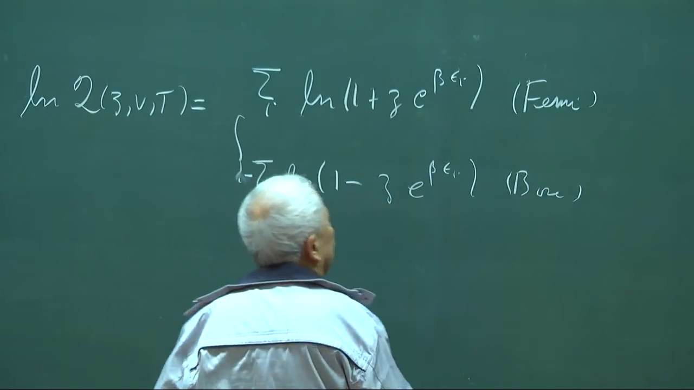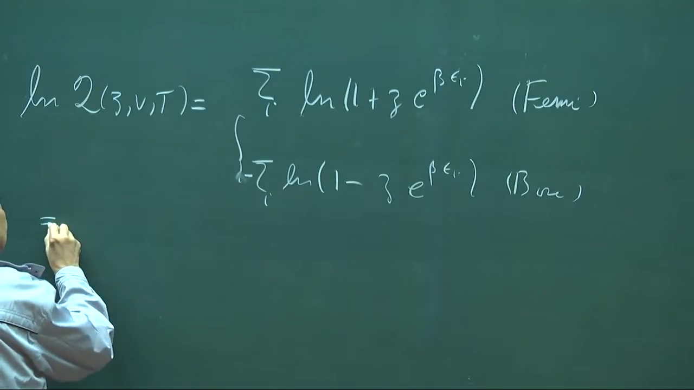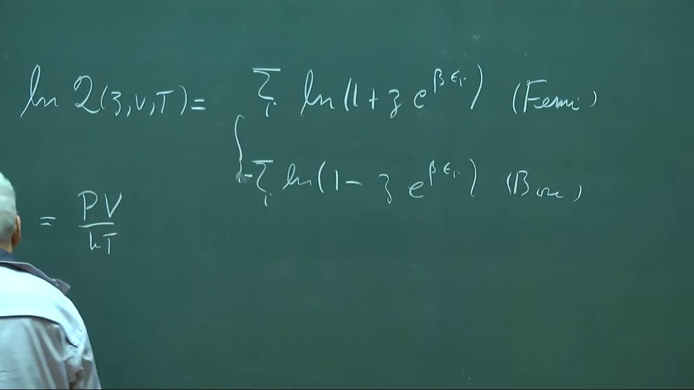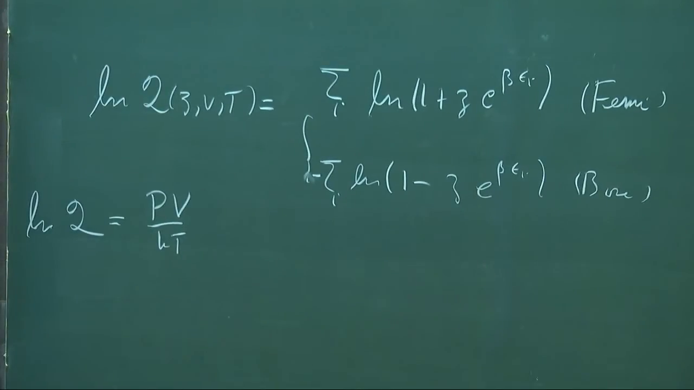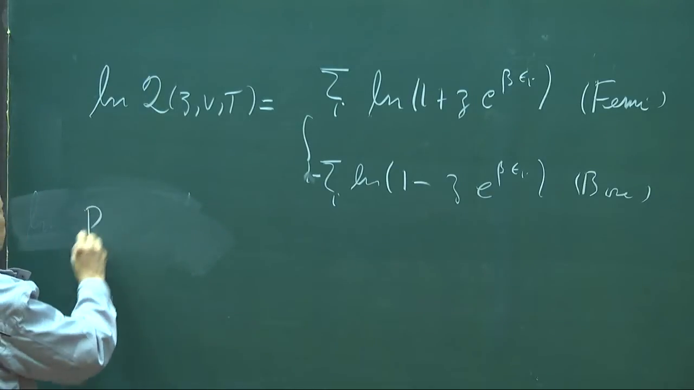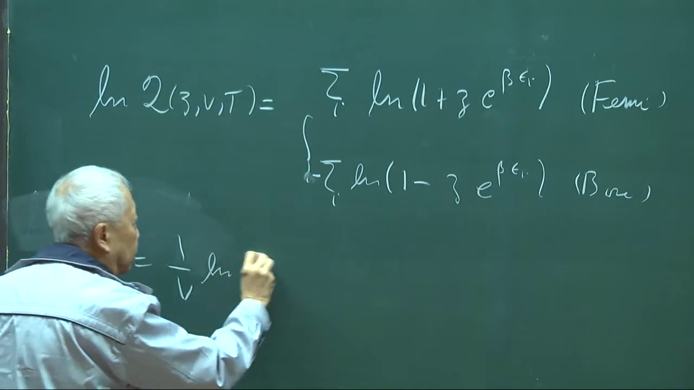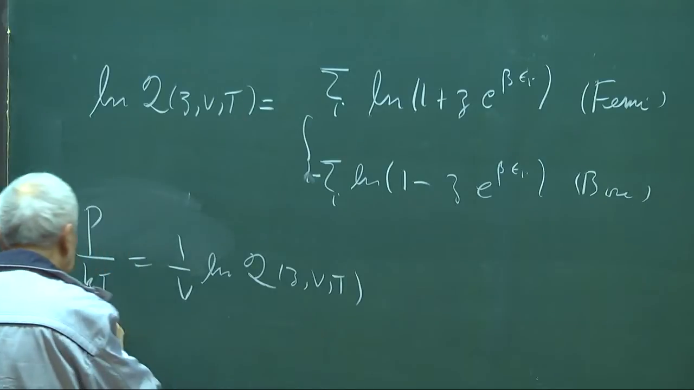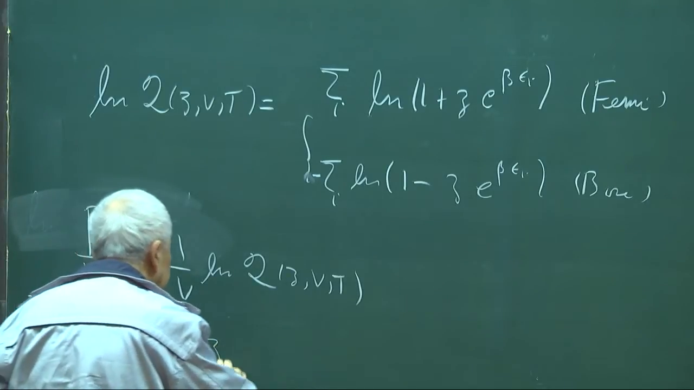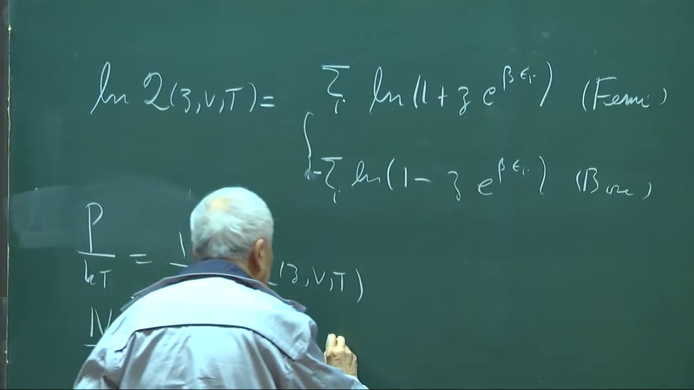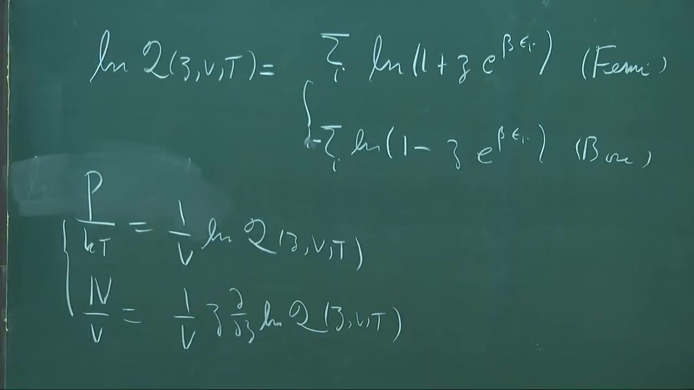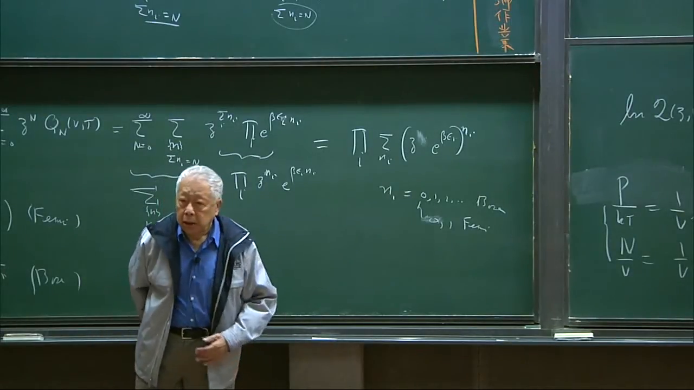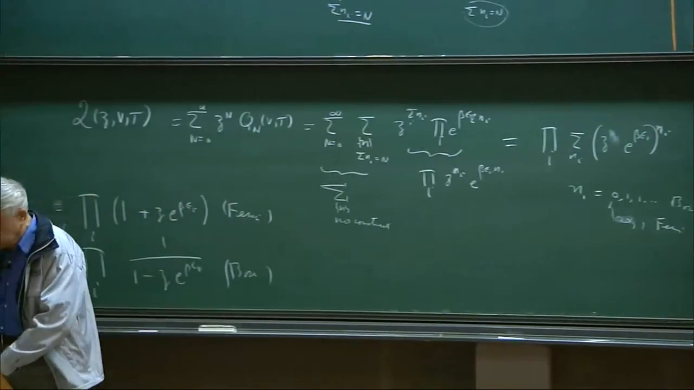And when I have this, I have thermodynamics, because this is equal to PV over KT, with the equation of state. Let me also write it another way. P over KT is 1 over V log Q of Z, V and T, and N over V is equal to 1 over V Z d/dZ of log Q of Z, V and T. This is a parametric equation for the equation of state. If you eliminate Z using the second equation, you get the equation of state in terms of the density. So now we have the equation of state for Fermi and Bose gases.